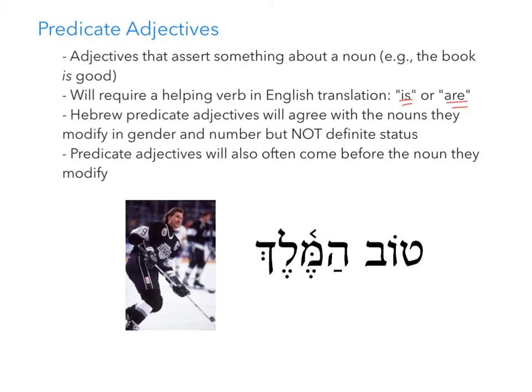Tov hamelech. Now, if we break this down, we can see that both of these forms, the noun melech and the form tov, are singular. So we can mark that off as an agreement. We could also see that they're masculine. Melech is masculine, the form tov is masculine. But one thing we're not seeing on the adjective is our definite article. There's disagreement here, therefore it's a predicate adjective, and we would have to translate this as the king is good. So that's our predicates. We've looked at our attributives. Let's look at one last form of the adjectives, and then we'll move on.